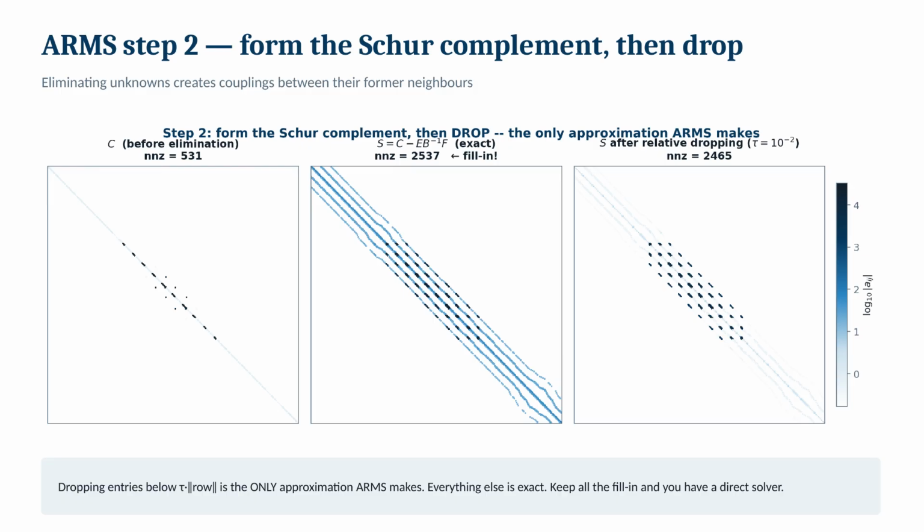So, right panel. Drop entries smaller than tau times the row norm. Never drop the diagonal. That single thresholding operation is the only approximation ARMS makes. Everything else in the algorithm is exact. Say that back to yourself, because it's the cleanest way to hold the method in your head. ARMS is exact block Gaussian elimination with thresholding on the Schur complement, applied recursively.